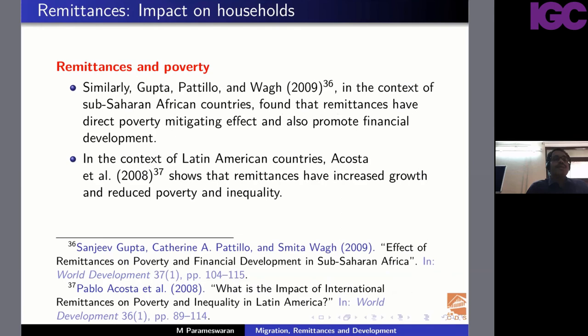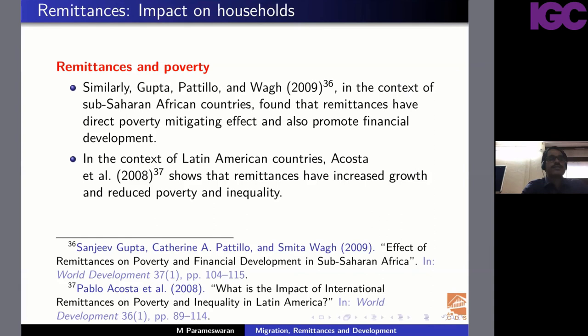So their argument is that it is affecting all three dimensions of poverty. Similarly, there are cross-country studies focusing on specific regions. For example, Gupta focuses on sub-Saharan Africa. Similarly, Acosta focuses on Latin America. All these studies show that remittances have a significant poverty reduction effect. And the first study, Gupta, also shows that remittances promote financial development, and the poverty reduction is through all these channels also. Along with the poverty studies, some studies also look at the impact on inequality, which we will consider later.